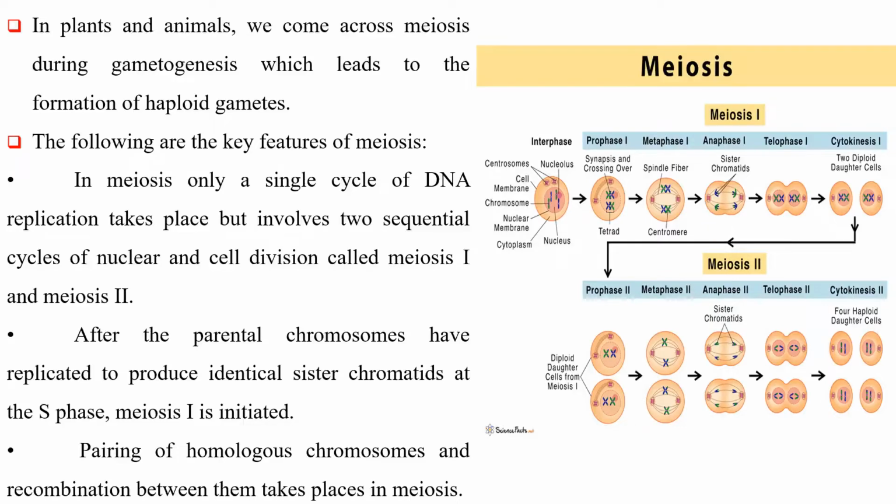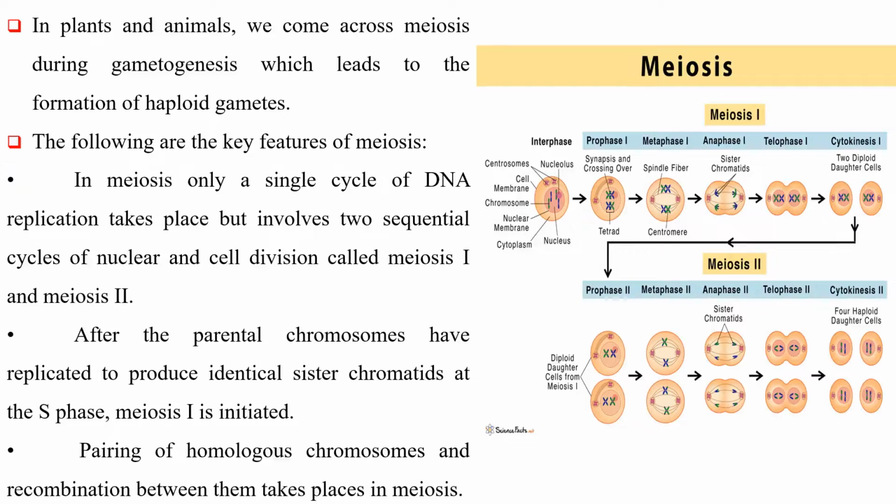In plants and animals, we come across meiosis during gametogenesis, which leads to the formation of haploid gametes. The following are the key features of meiosis. In meiosis, only a single cycle of DNA replication takes place but involves two sequential cycles of nuclear and cell division called meiosis I and meiosis II.